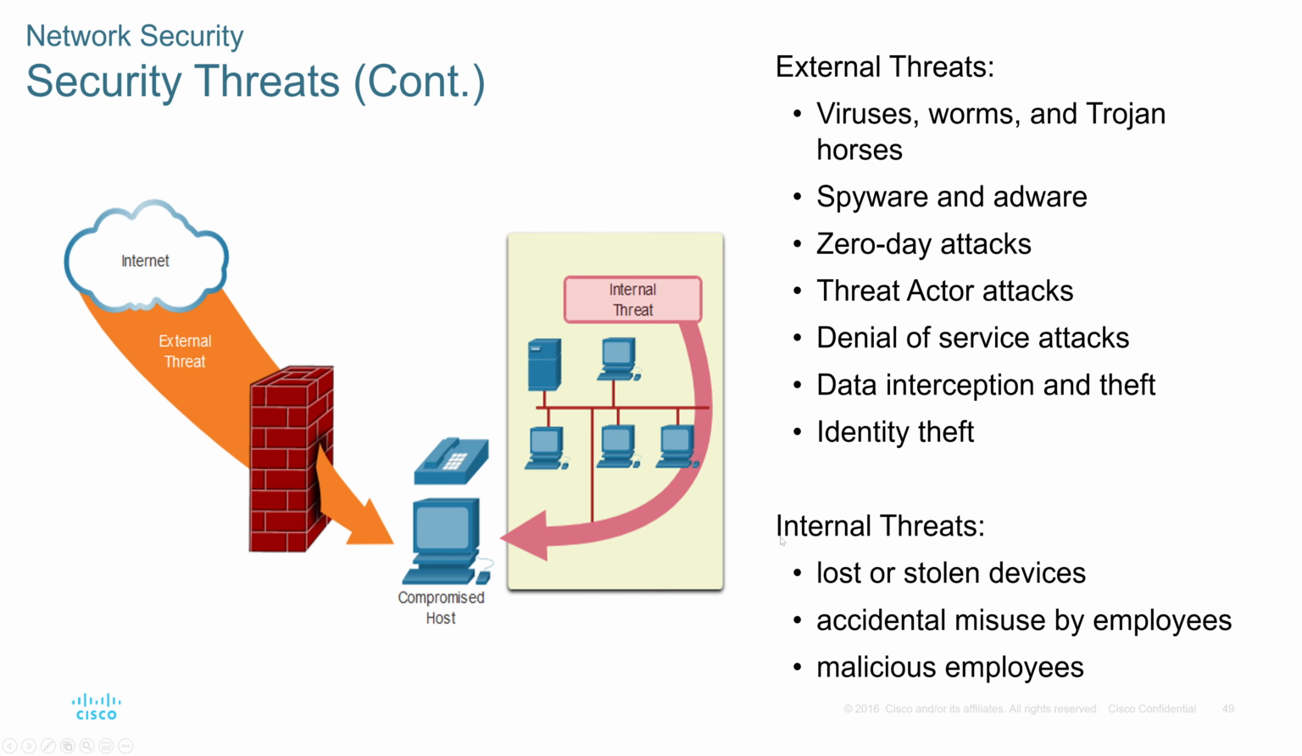Internal threats could be lost or stolen devices, such as a USB drive, or accidental misuse by an employee. Let's say your employee accidentally installs software that is spying on your company, or employees who may have the intention of harming your organization. Those can be considered internal threats.